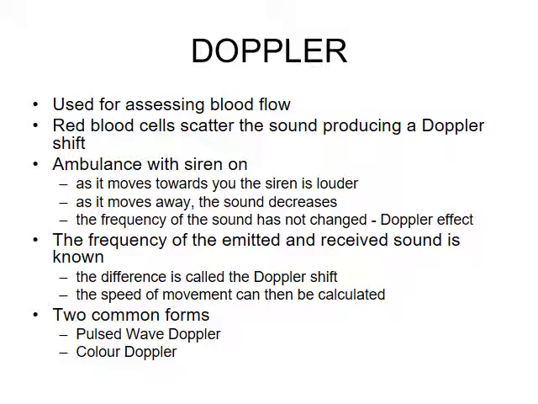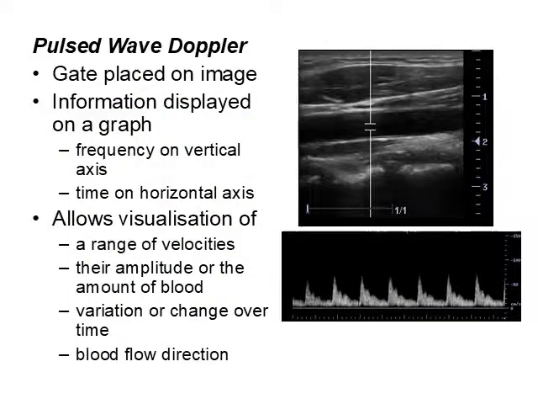So we use it in ultrasound in two ways. So we're going to talk about pulsed wave Doppler and colour Doppler. So we do have two types of Doppler, and I suppose it's two different ways of applying this Doppler calculation to our ultrasound B mode images. So we're going to look at the pulse wave Doppler first.